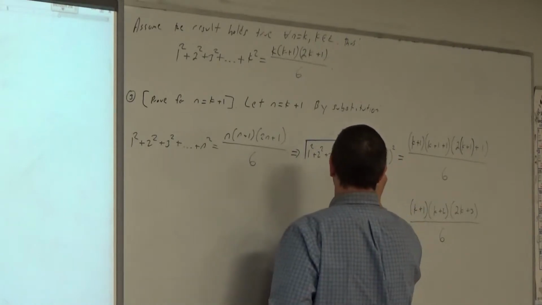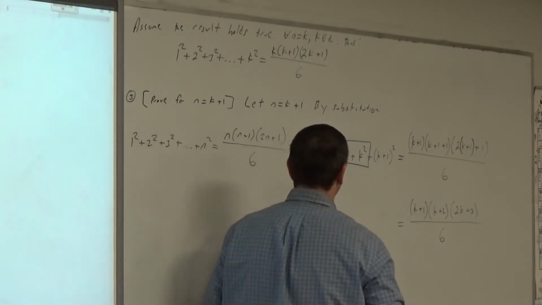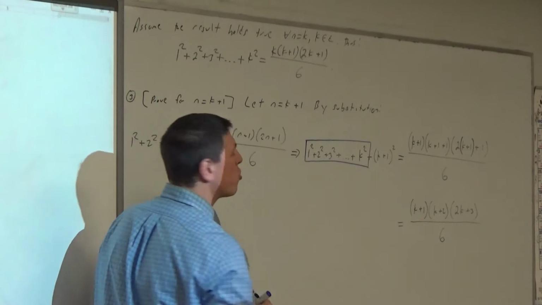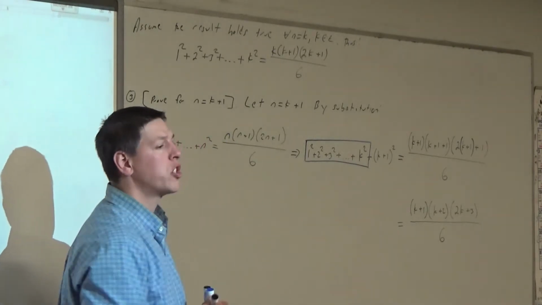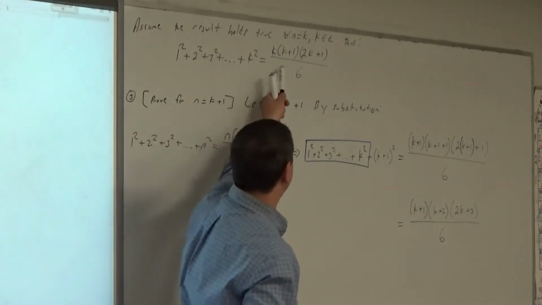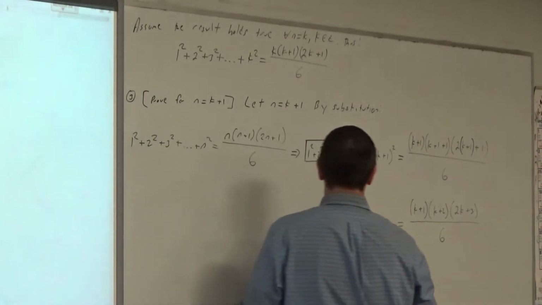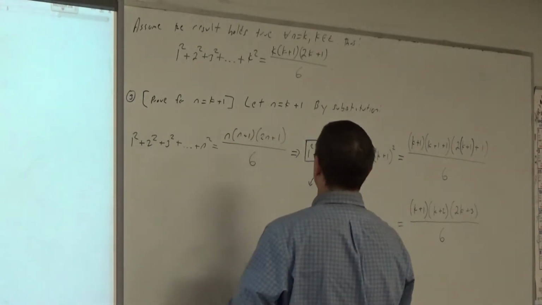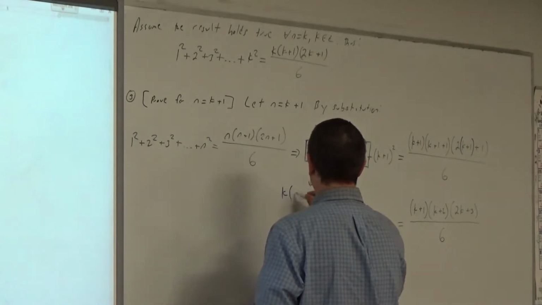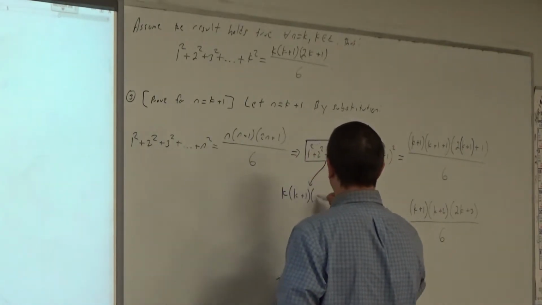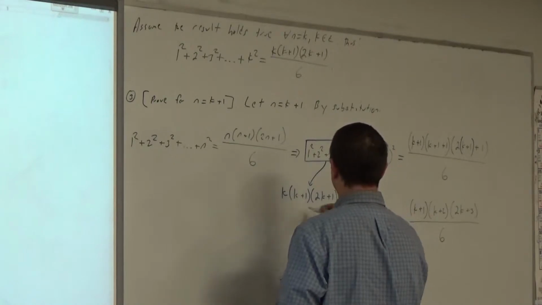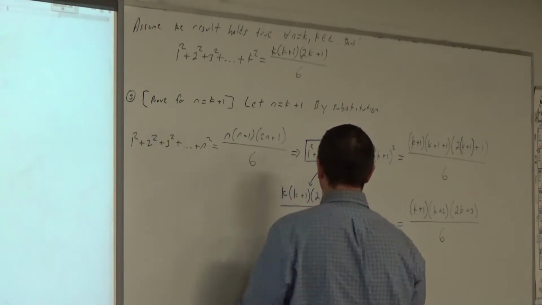Yes, sir. So we're going to substitute 1 squared plus 2 squared plus 3 squared up to k squared. And what are we going to substitute for that, sir? Yep, this ugly formula right here, right guys? So we're just going to plug all of that in. So that's going to be k plus 1, 2k plus 1, all divided by 6, okay?